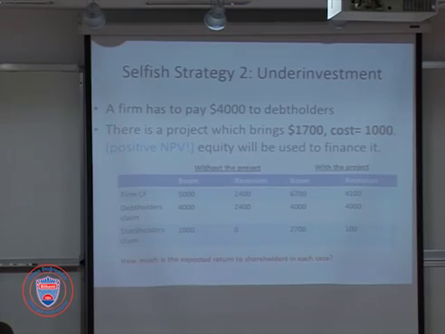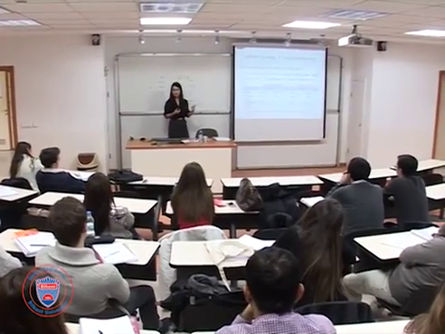So in this case, do you think shareholders will go ahead with the investment or not? Okay. If they take the investment, the return to shareholders will be 1,400. But the cost is 1,000, and it will be paid by shareholders. So the real return will be what? 400. So without the project, the return is 500. With the project, it's going to be 400 because of the cost. So do you think shareholders will go with the project?